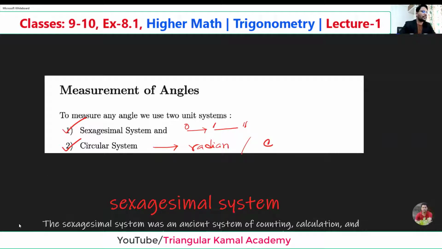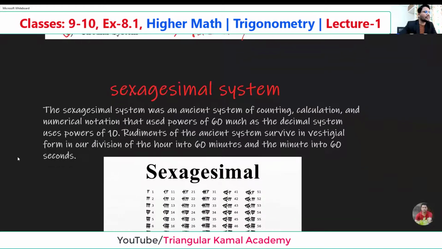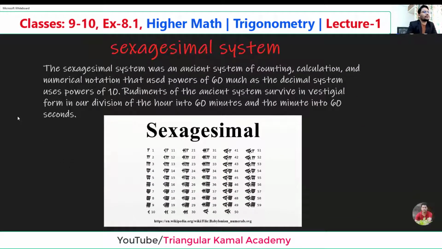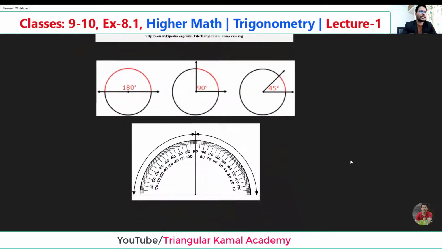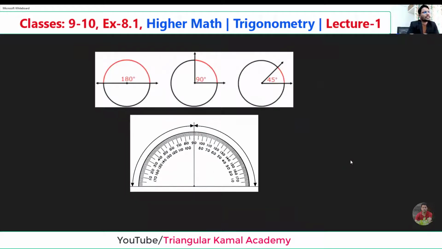So now let's see what actually the sexagesimal system is. The sexagesimal system was an ancient system of counting, calculations, and numerical notation that used powers of 60, much as the decimal system uses powers of 10. Rudiments of the ancient system survive in the vestigial form of our division of the hour into 60 minutes and the minutes into 60 seconds. Actually, this sexagesimal system will be clearer to you if we discuss it including the angle here.